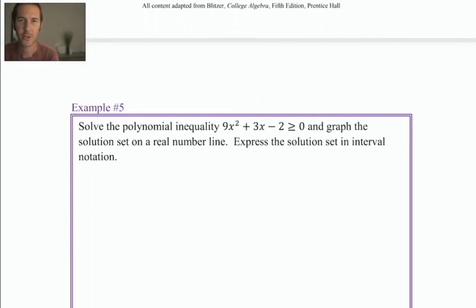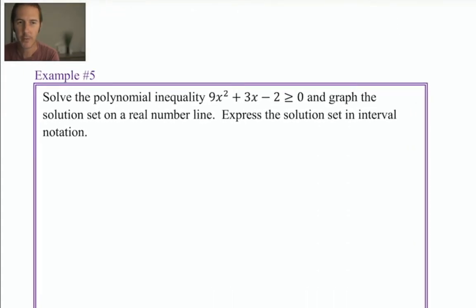And instead of talking about it generally, let's get in and look at an example. So here we're being asked to solve this polynomial inequality, and everything is already moved over to one side of the statement. So we've got a 0 that happens to be on the less than or equal to side of the statement. And I'm going to take this 9x squared plus 3x minus 2, and I'm going to set it equal to 0. And then I'm going to solve this quadratic equation.